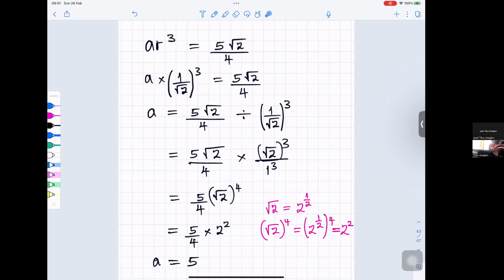Root 2 to the power 4 is the same as root 2 is 2 to the power half. 2 to the half times to the power 4 is half times 4 is 2. So the 2 squared. So that means 5 over 4 times 2 squared. 2 squared is 4. 4 divided by 4 is 1. And then you're left with A to be 5.